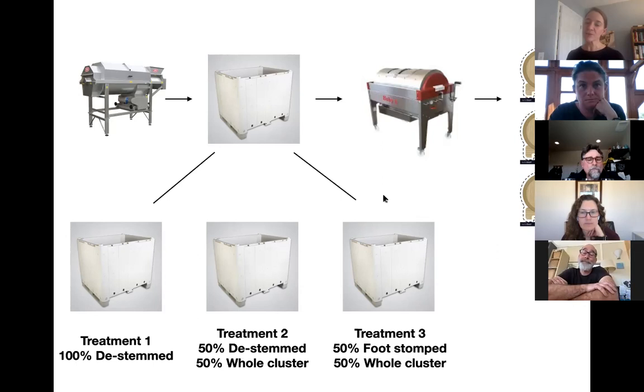So Tim, for those that have not done foot stomping of whole clusters, when you put your 50% in there and did your foot stomping, can you tell us a little bit about how much berry breakage that feels like? What is that in terms of, maybe, compared to just destemming the fruit?